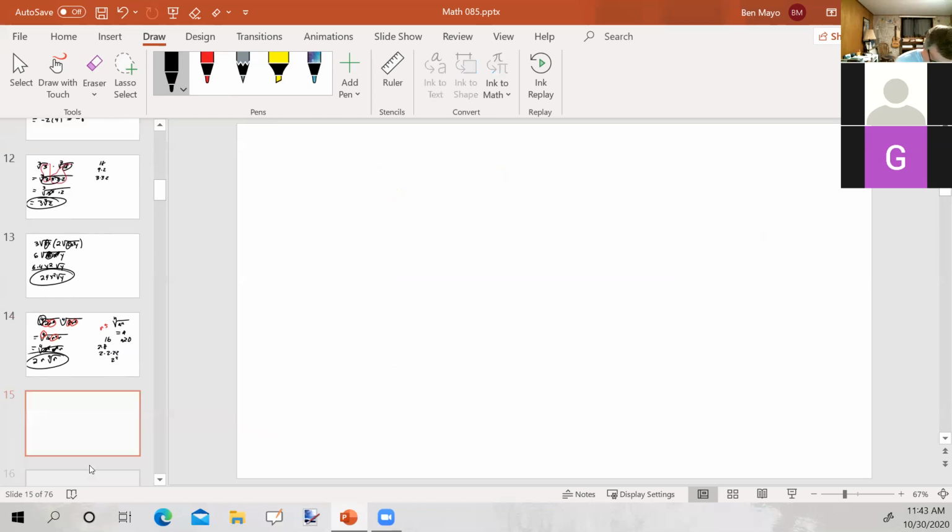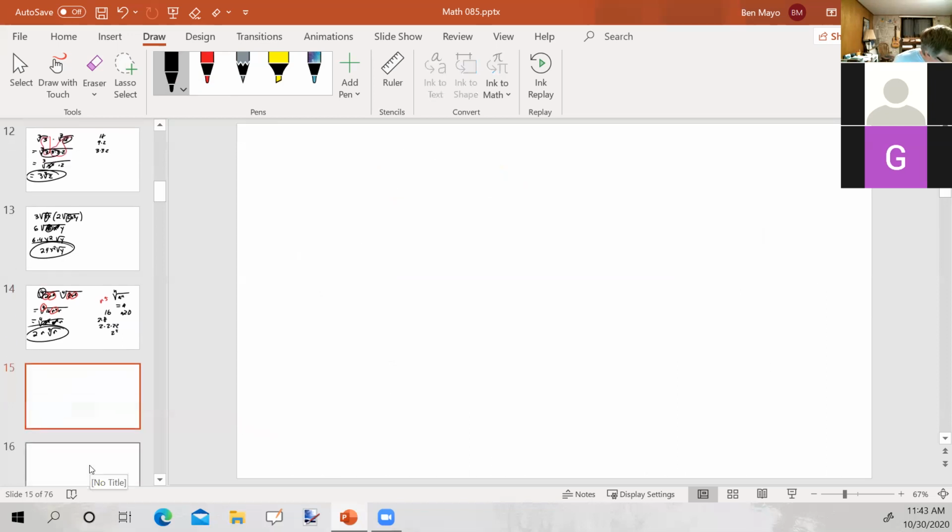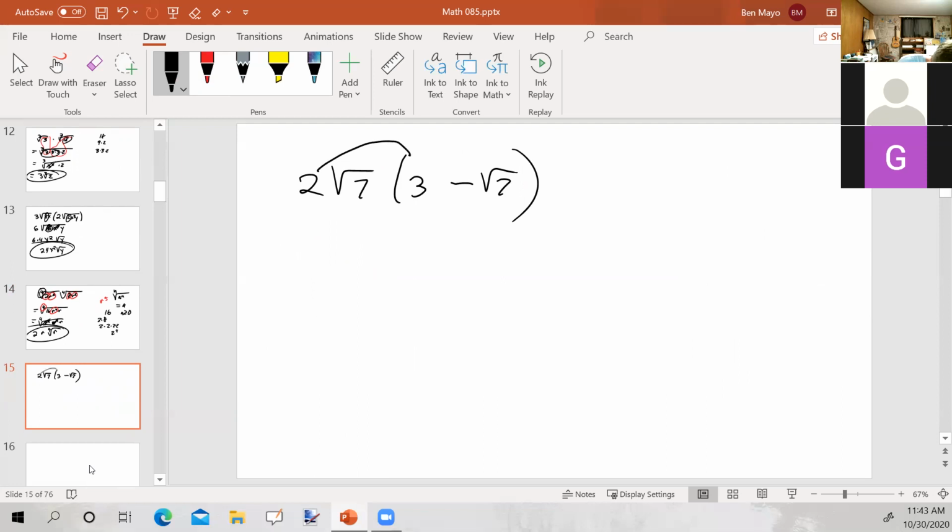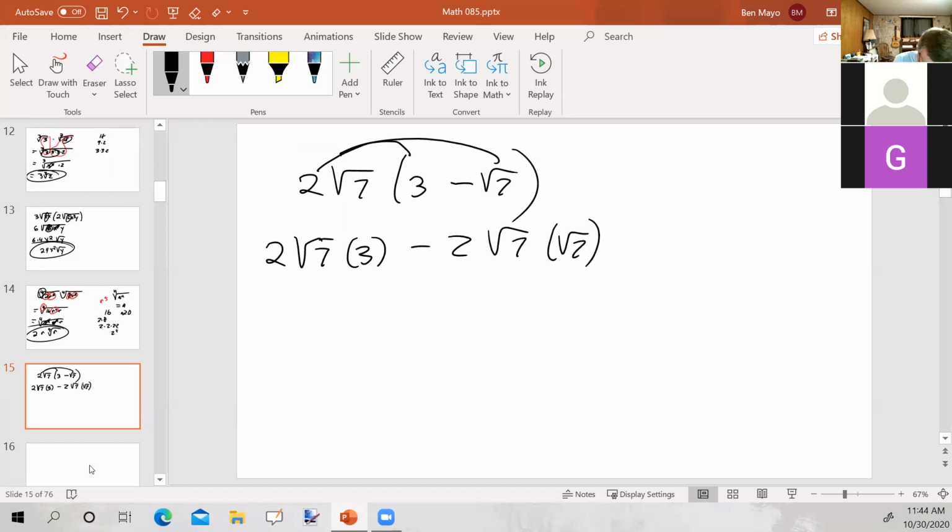All right. Multiply and simplify. All variables represent positive real numbers. And here again, this first couple don't even have variables, but here we go. So now we're going to be distributing. So I've got 2 square roots of 7 times 3 minus 2 square roots of 7 times the square root of 7. Sorry, my 7s and 2s kind of look the same there.